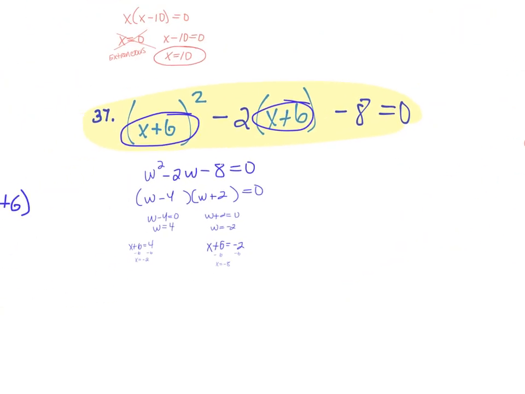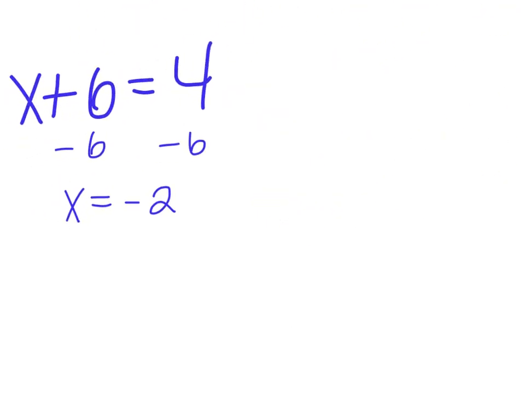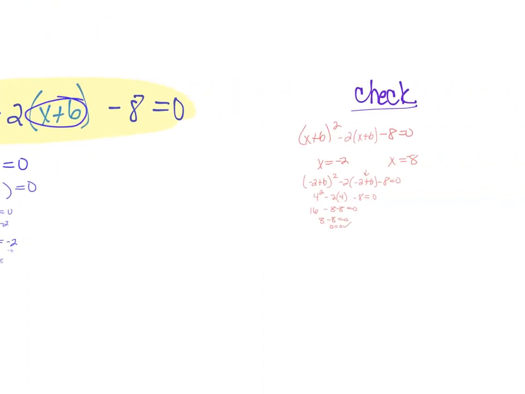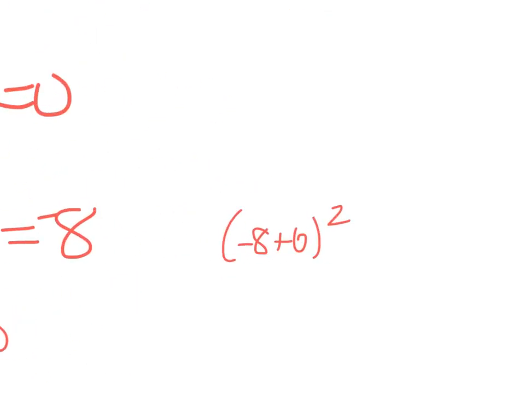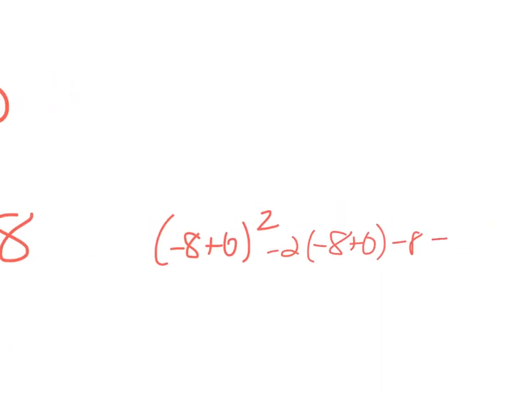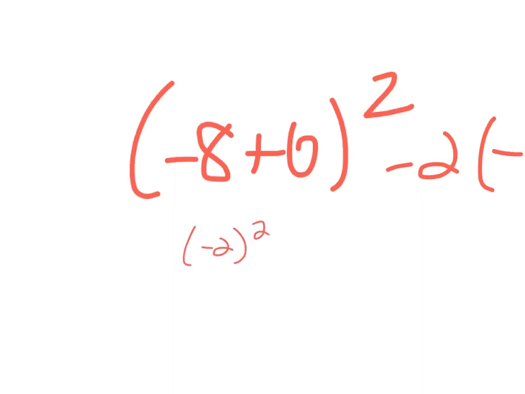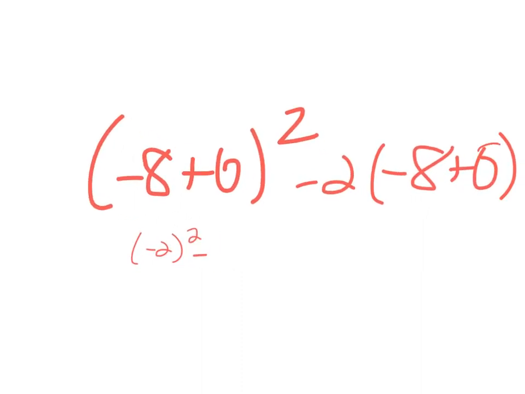Good job. So what did we just plug in? X equals negative 2. So we know that negative 2 is a solution. And we do the same thing over here. I'm going to plug in negative 8. So I have negative 8 plus 6 squared minus 2 times negative 8 plus 6 minus 8 equals 0. So again, guys, what's negative 8 plus 6? Negative 2.